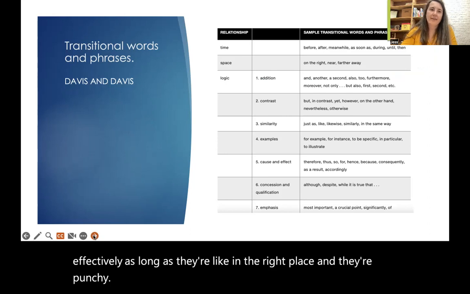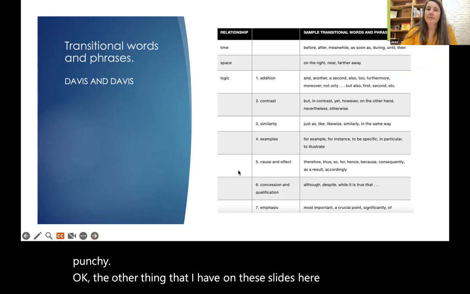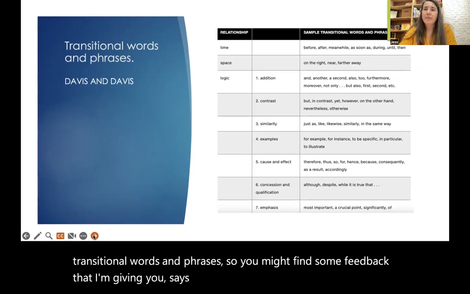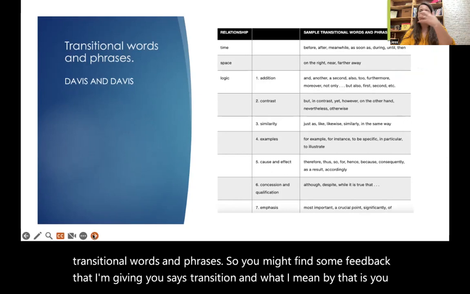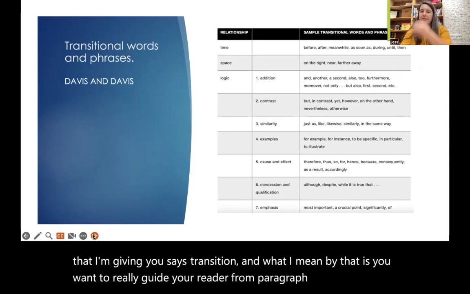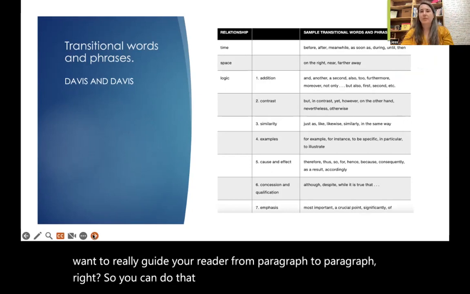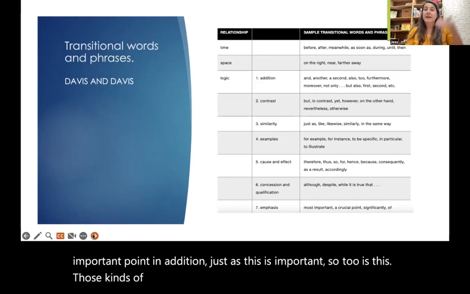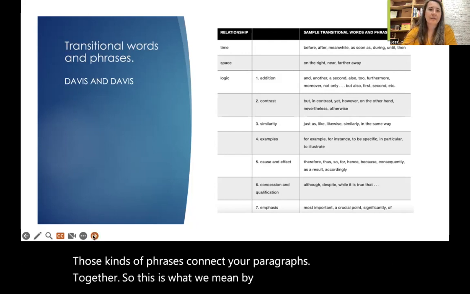Okay, the other thing that I have on these slides here are just some transitional words and phrases. So you might find some feedback that I'm giving you says transition. And what I mean by that is you want to really guide your reader from paragraph to paragraph, right? So you can do that by using these words, right? Another important point. In addition, just as this is important, so too is this. Those kinds of phrases connect your paragraphs together. So this is what we mean by transitions.